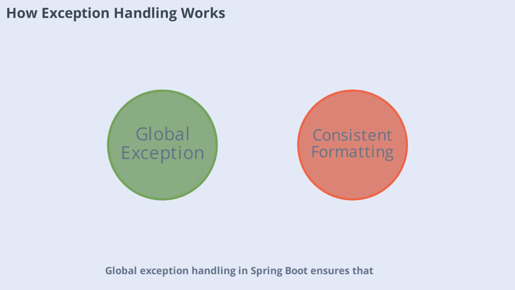Global exception handling in Spring Boot ensures that all controllers follow the same error management logic. At RestControllerAdvice defines the global handler, while at ExceptionHandler methods specify how to process different exceptions. This combination guarantees consistent error formatting and response structure, making your API more reliable and easier to maintain.